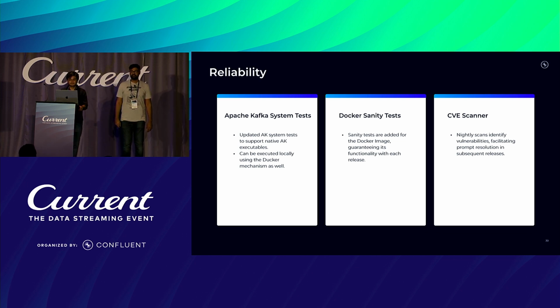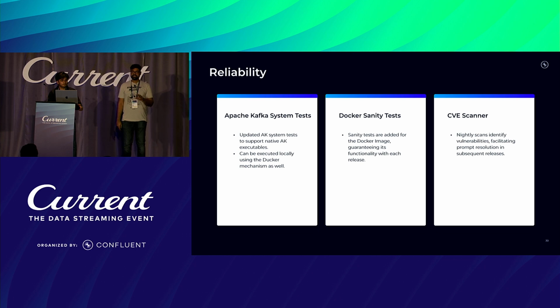Also, in the release process, when a release candidate is voted on, we are also going to publish the system test report of the native Apache Kafka image. This will allow us to be confident that the parity of system tests, at least from a system test point of view, will be maintained between JVM-based Apache Kafka and the native image Apache Kafka.